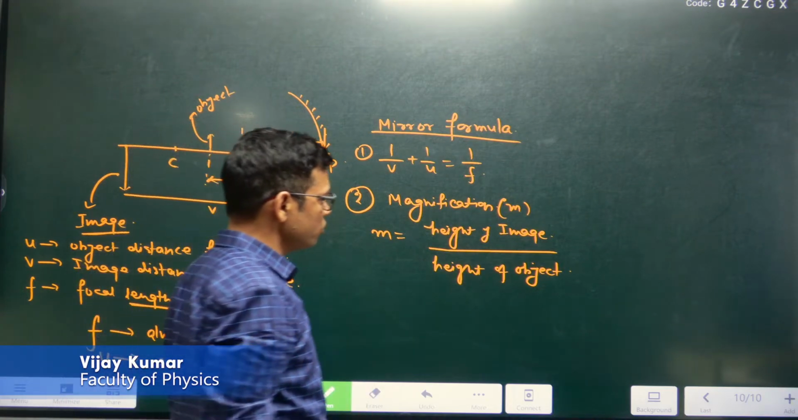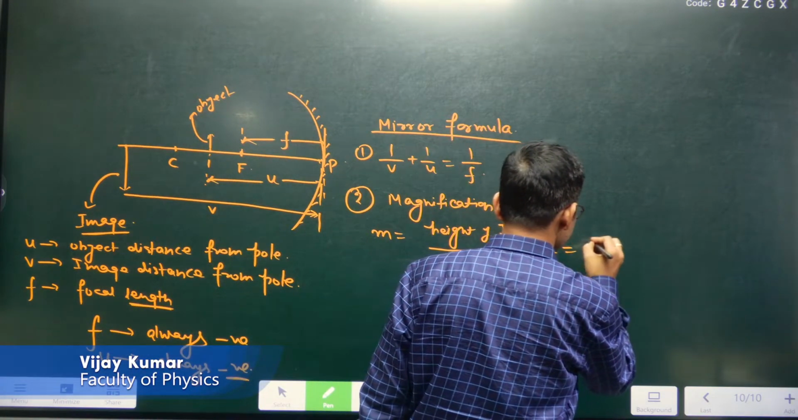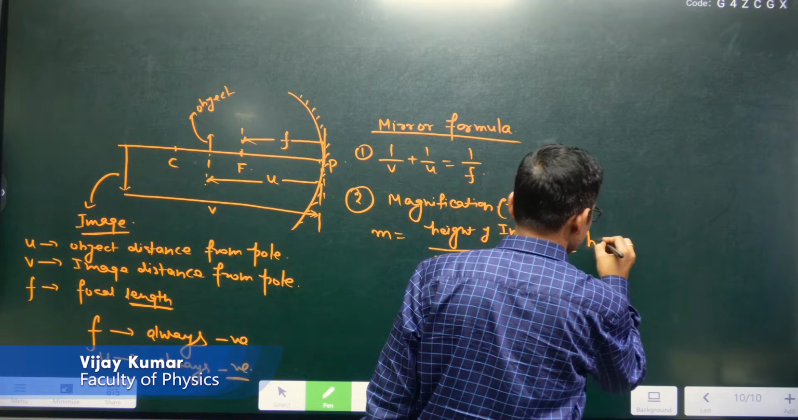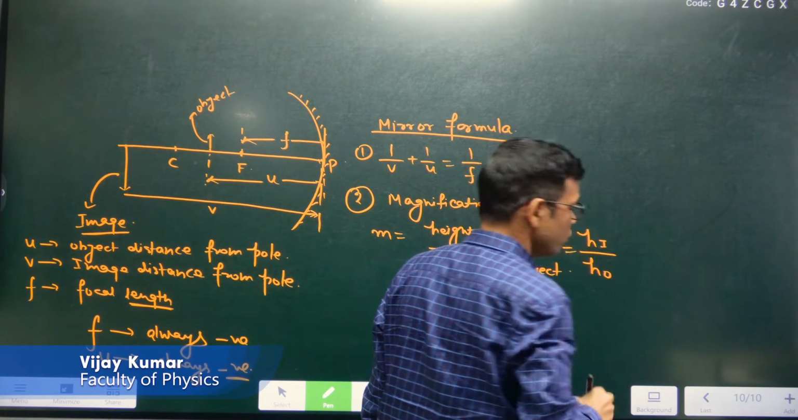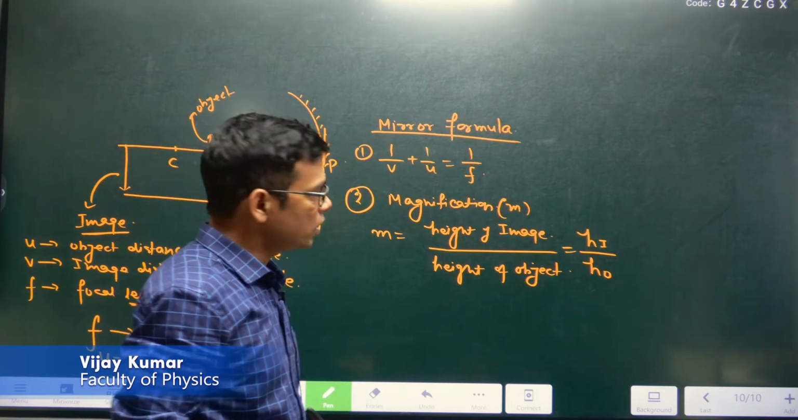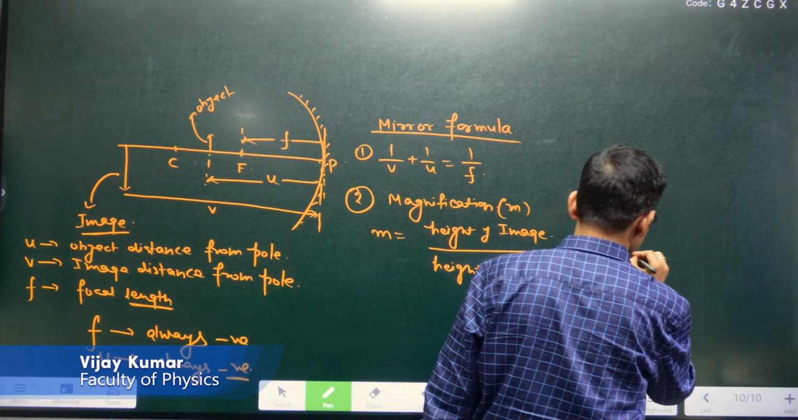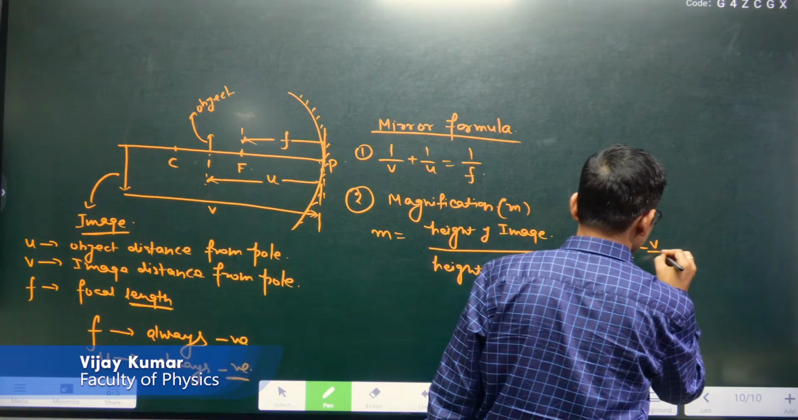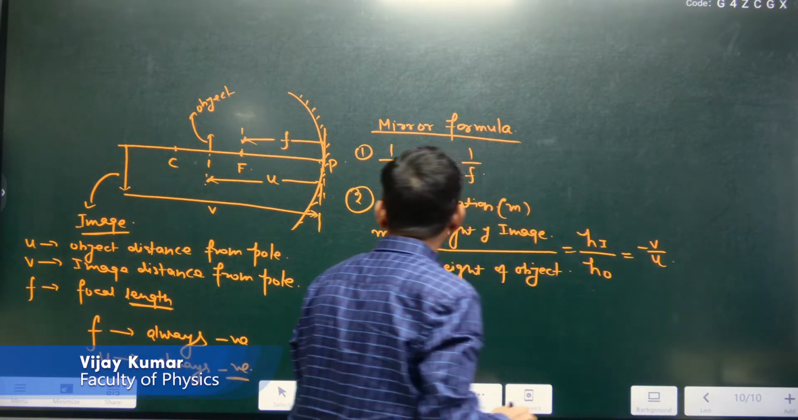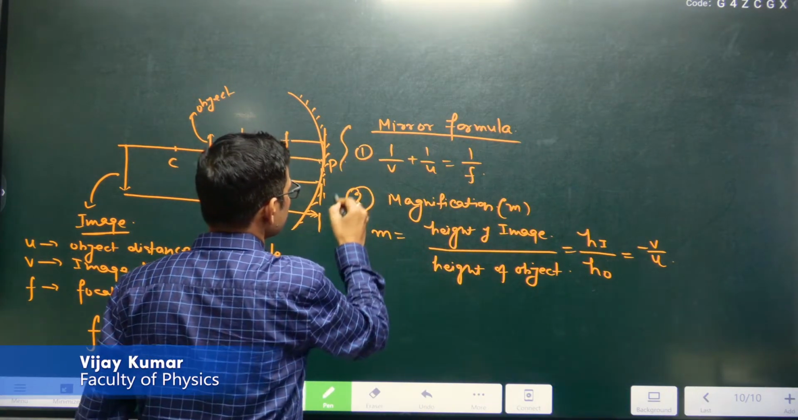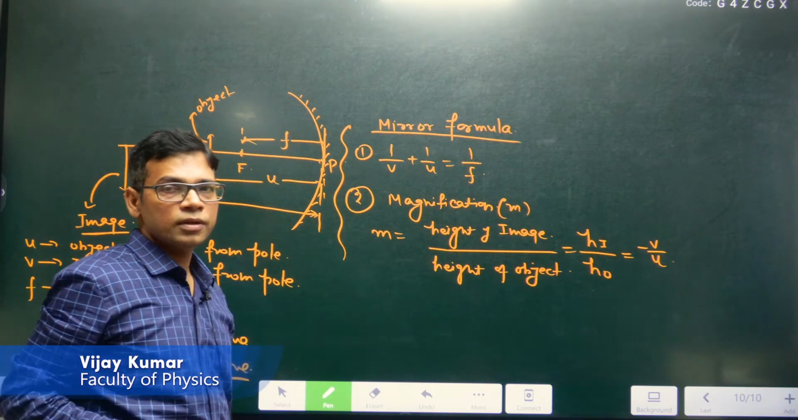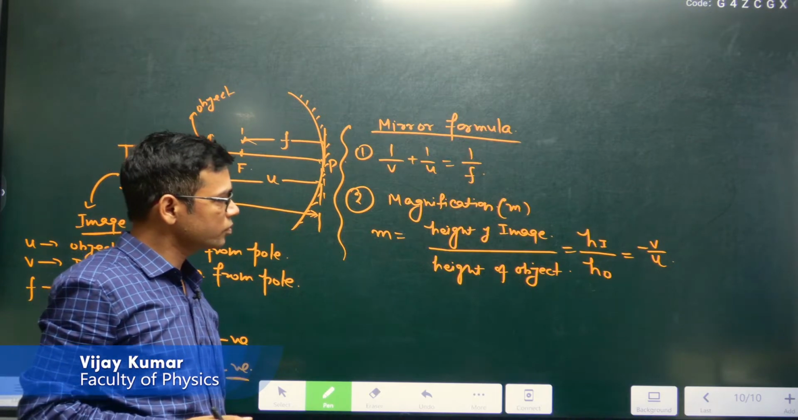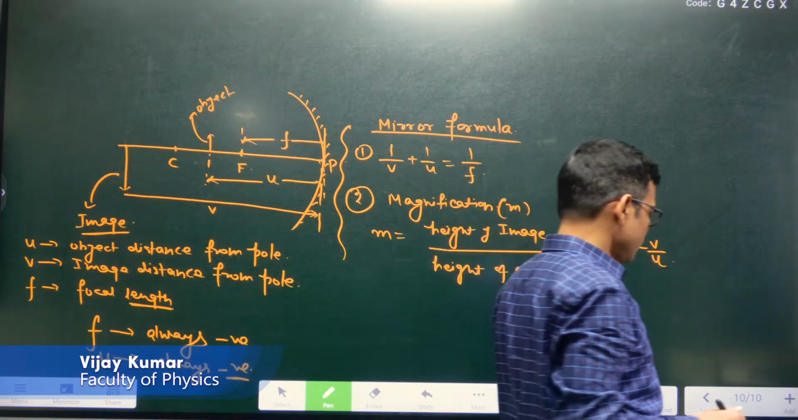And this is equal to, we can write, height of image represented by hi, and height of object represented by ho, and this is equal to minus V upon U. So only these two equations are used to solve the problem in the case of the mirror.